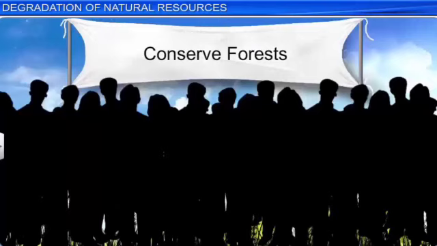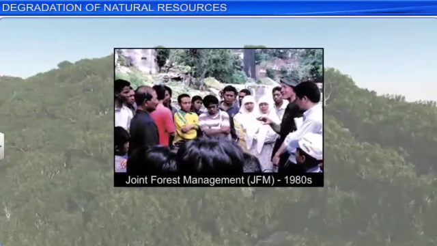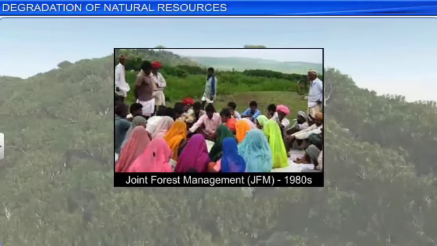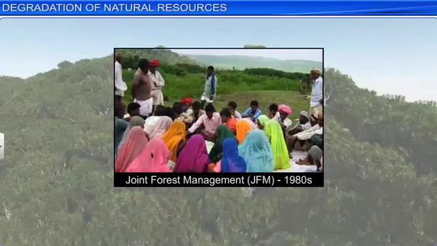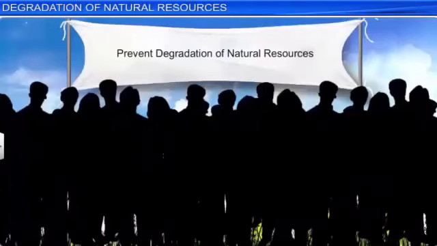Taking note of the importance of participation by local communities, the Government of India in the 1980s introduced the concept of joint forest management. This concept encourages the participation of local communities to protect and manage forests. In return, these communities get the benefit of collecting various forest products such as fruit, gum, and medicinal plants. In this way, every measure taken to prevent degradation of our natural resources is important, where we understand the importance of sustainable development.